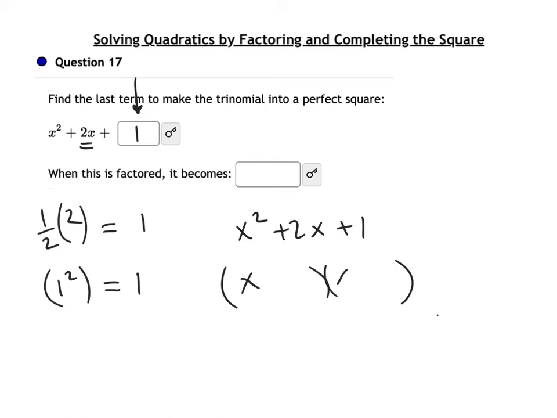It would be x times x makes x squared. This number times this number makes positive 1. What factors of 1 add to 2? How about 1 and 1? The simplified answer then is x plus 1 squared, and that's what they're looking for in the box.